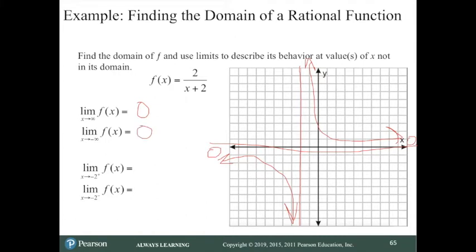The limit as x approaches -2 from the positive side, that's this way, is going to infinity. And as x approaches -2 from the negative direction, so that's coming in this way, is going to -infinity. Okay, those are the same limits that we just did on the previous slide. All right.